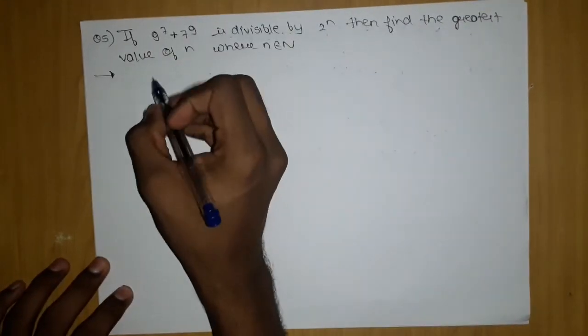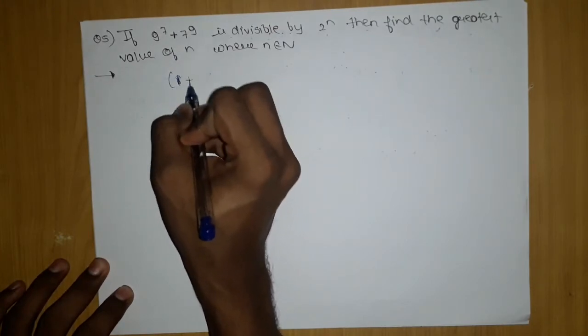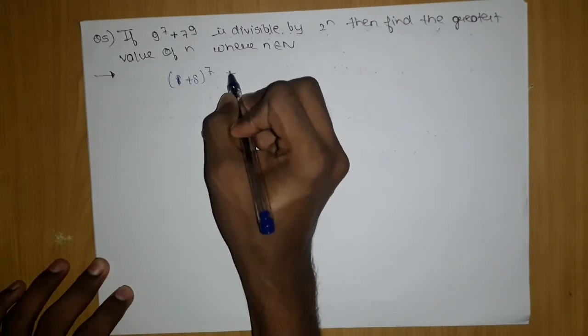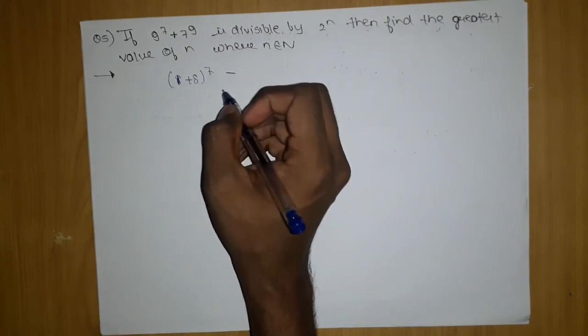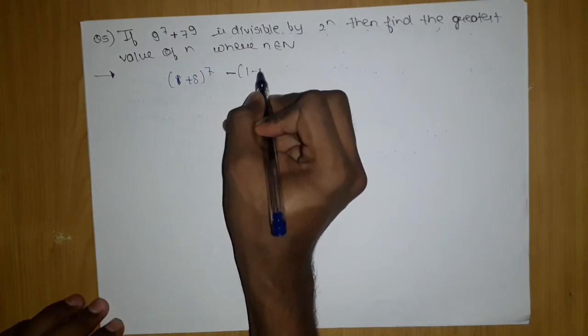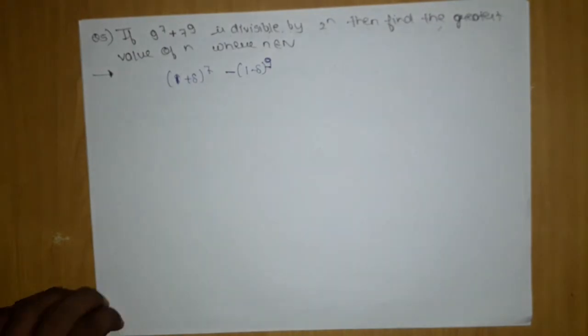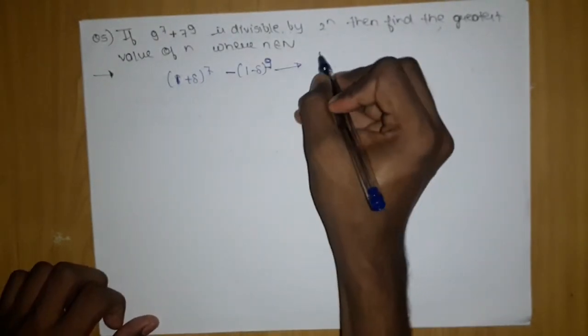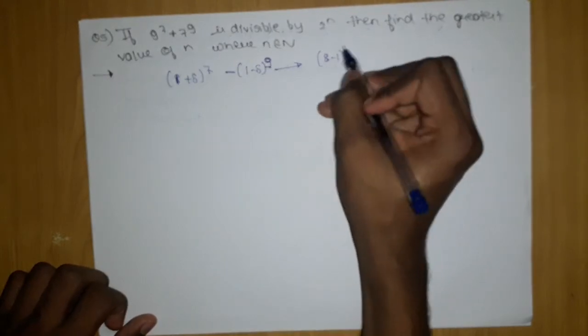So I will try to break them in 8. This can be expressed as 1 plus 8 power 7, and this we can express as 1 minus 8 power 9. Now the question should arise: why have you not written it like 8 minus 1? Why have you written it like this?